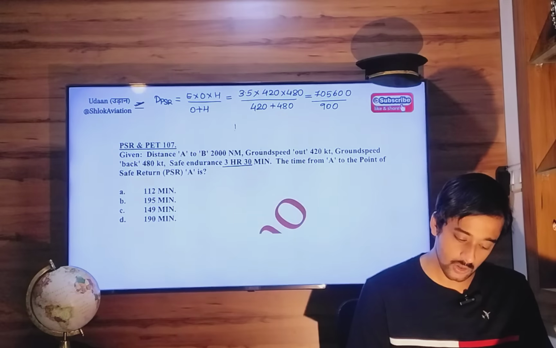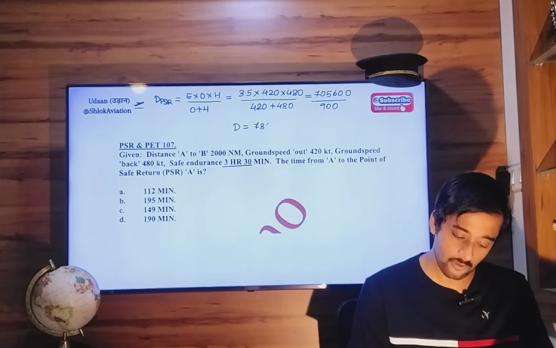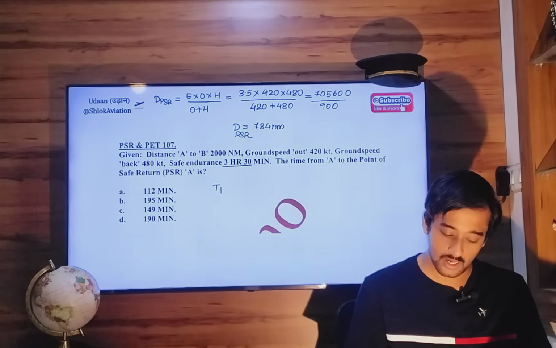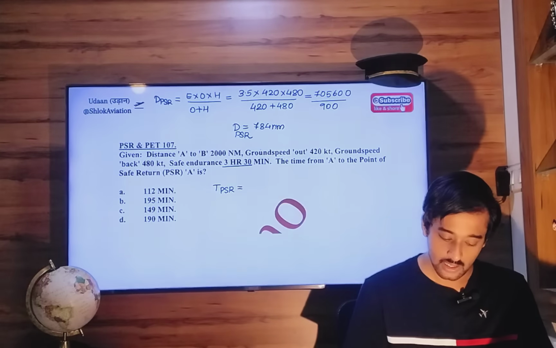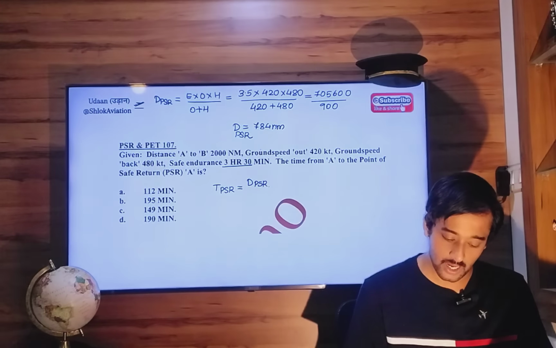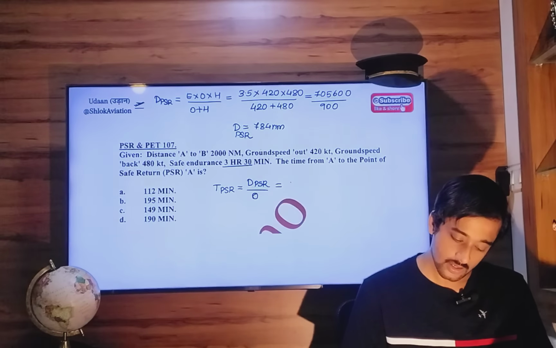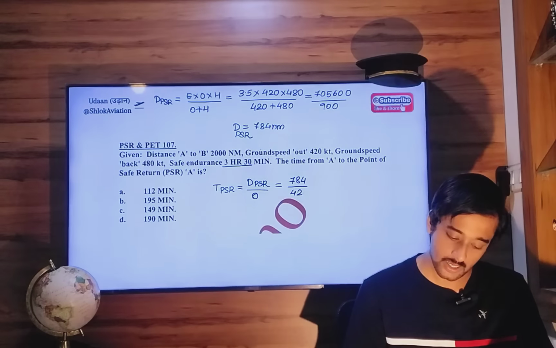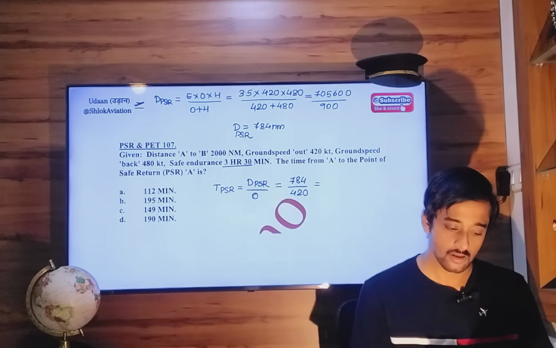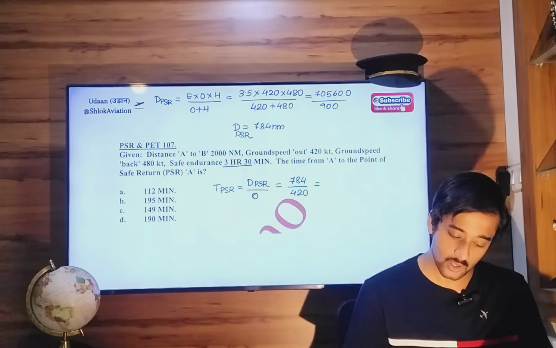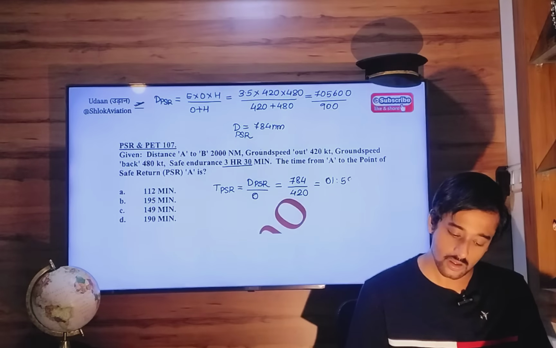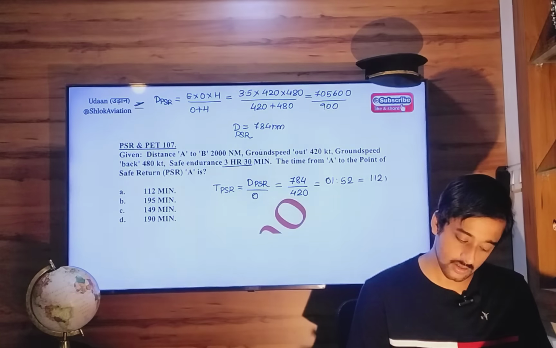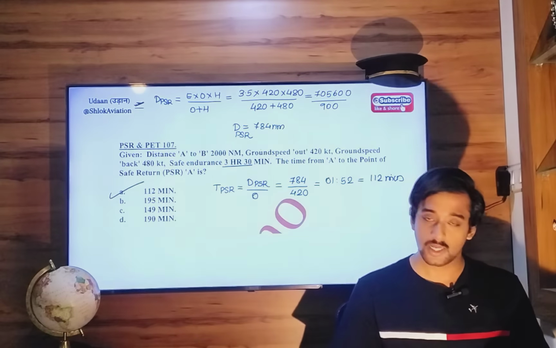That is equal to 784 nautical miles. So time to PSR will be distance to PSR divided by outbound speed. So 784 divided by 420, which is equal to 1 hour 52 minutes, into 60, that is 112 minutes. So option A.